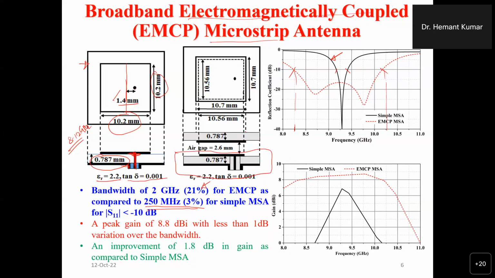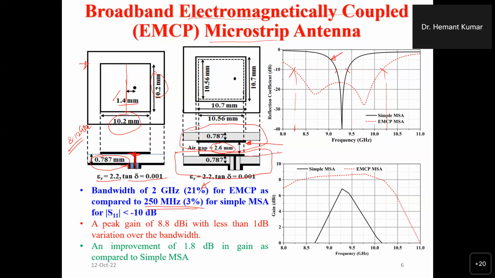On top of that, we have to add one more substrate, and we have to put one parasitic patch. This parasitic patch will be kept at some air gap distance. This distance has to be optimized based on our requirement. It will depend on how much coupling we want from the active patch.